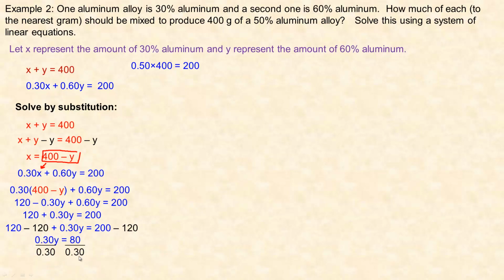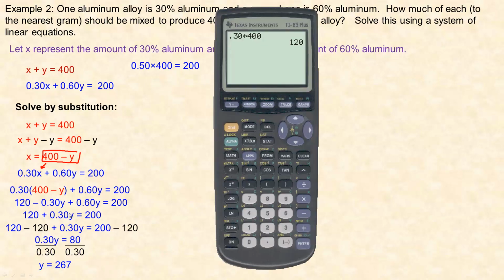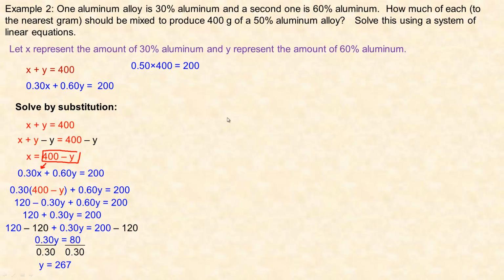And 80 divided by 0.30 is, well, I'm going to bring the calculator back here. It's not exact. It says to the nearest gram. There is a repeating decimal here. If I divide 80 by 0.30, it's actually 266.6 repeating. So I'm rounding to the nearest gram, and that would round to 267. Now that I have Y, I want to find X. The rate equation is probably the easier one to use.